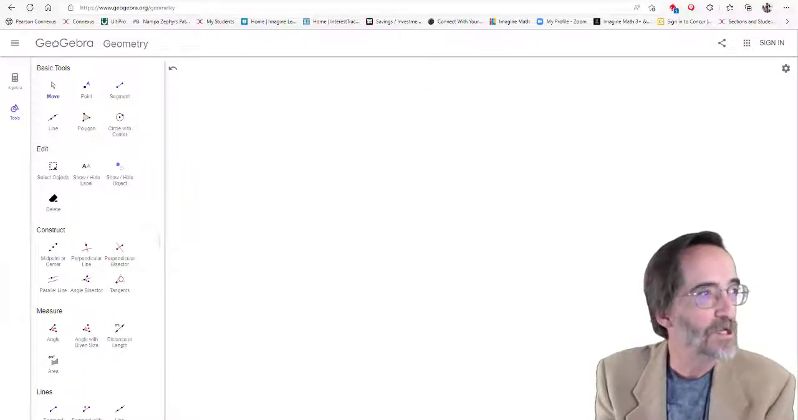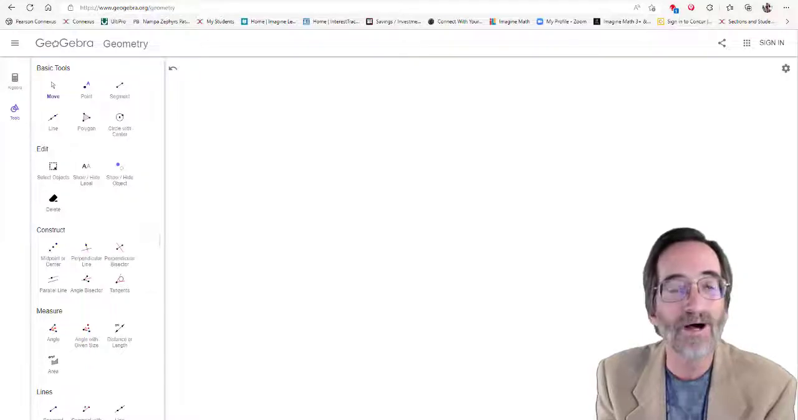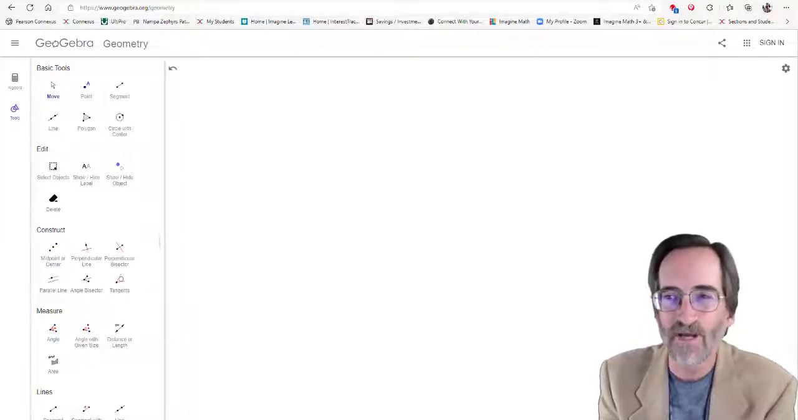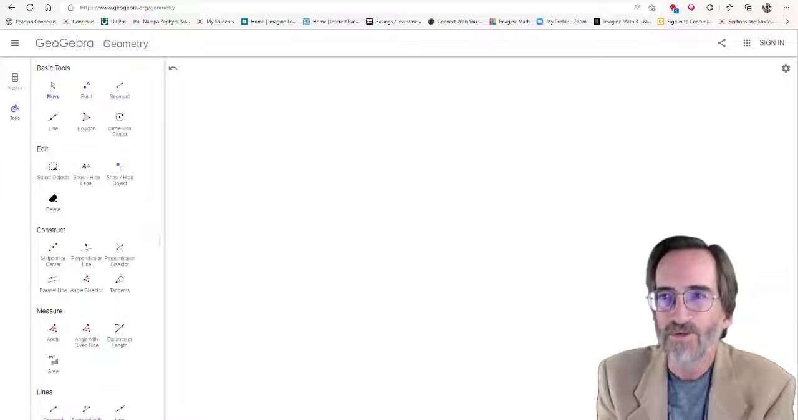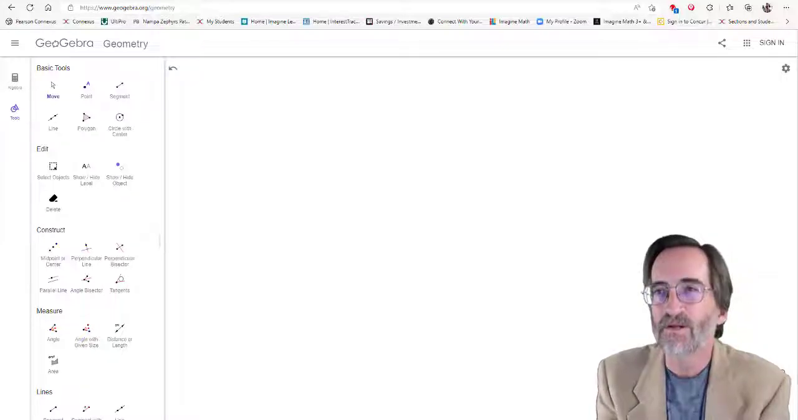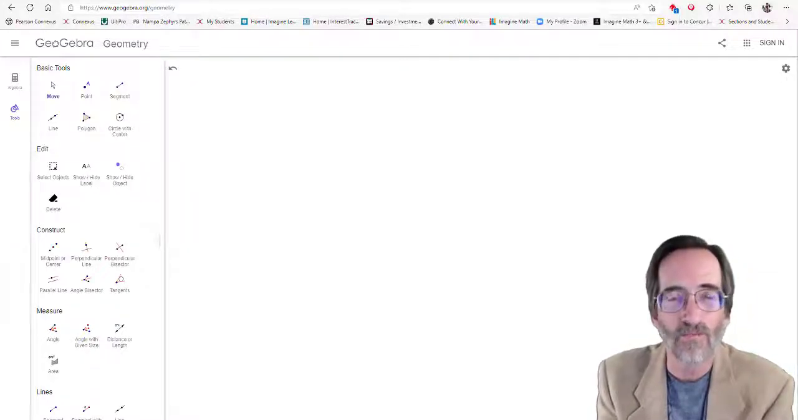This is Geometry A, Unit 4, Lesson 2, Properties of Parallel Lines. I have opened up here on the screen a tool called GeoGebra, www.geogebra.org. If you want to play with it, it's the Geometry app.